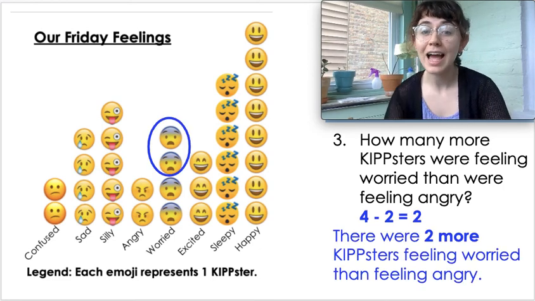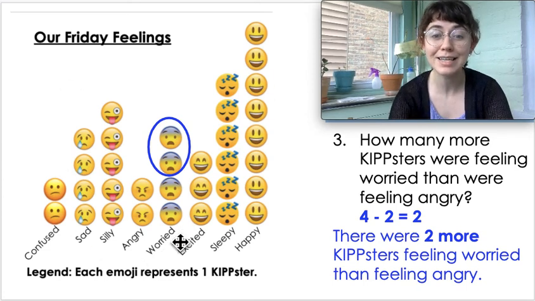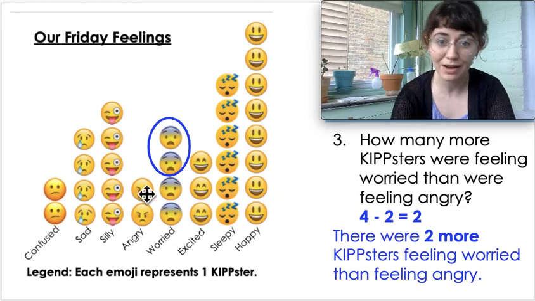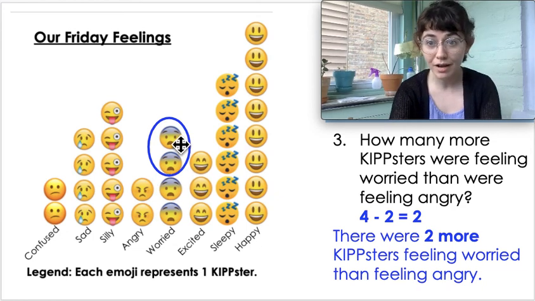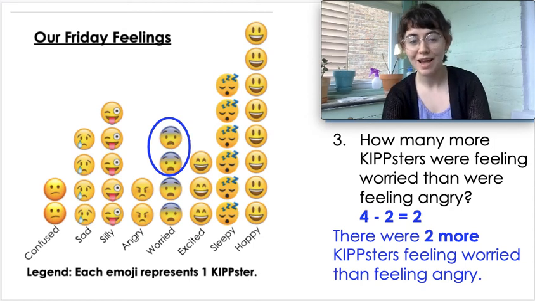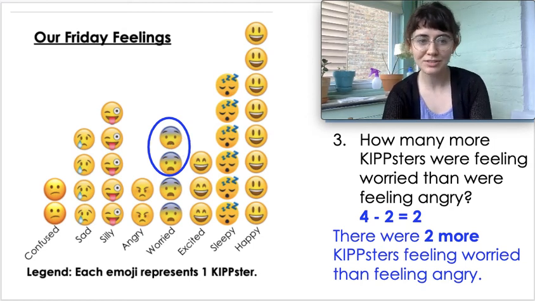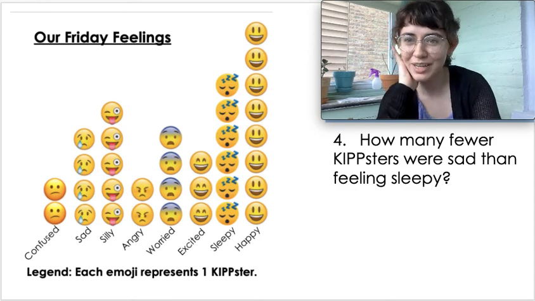And I liked how on my picture graph it was easy to see that. There was 1 KIPPster angry, 1 KIPPster worried. 2 KIPPsters angry, 2 KIPPsters worried. But then if we go up above here, there's 2 more who are feeling worried, right? So that question's done. Let's go to our next one. You guys are doing an awesome job.